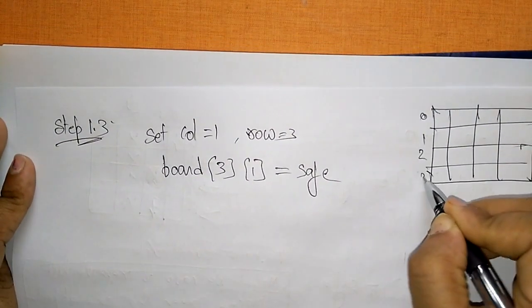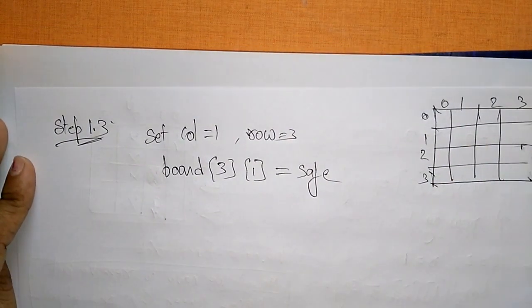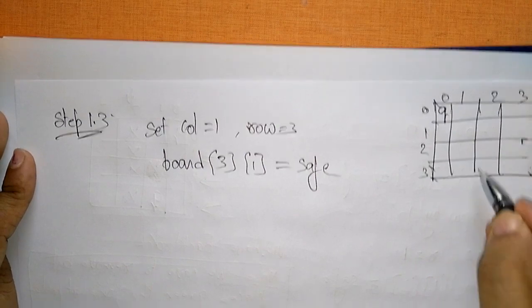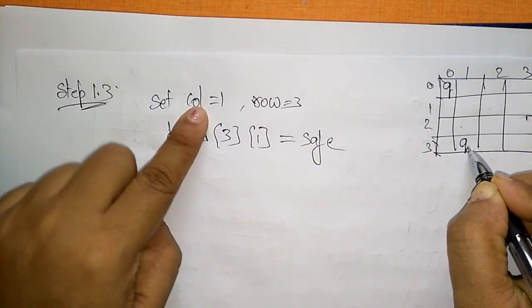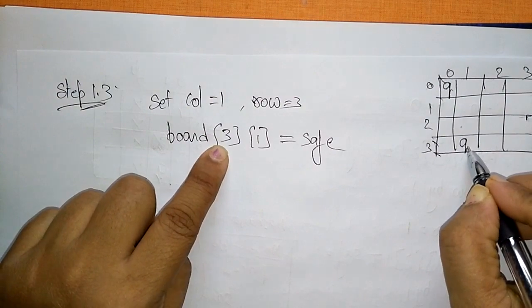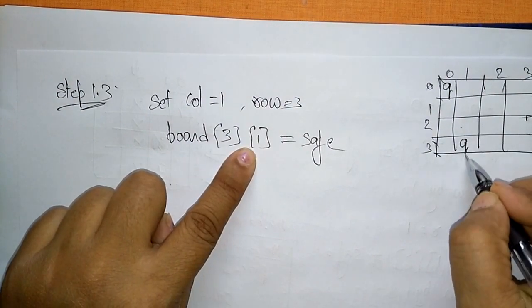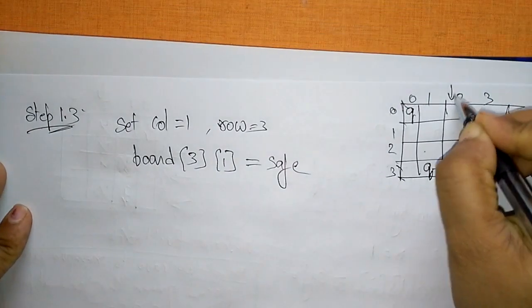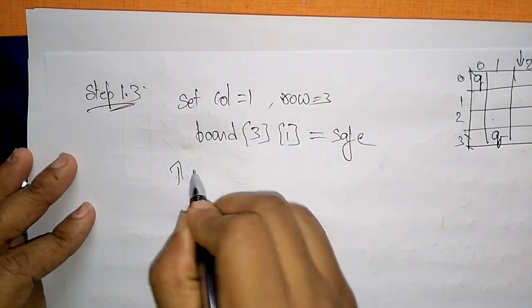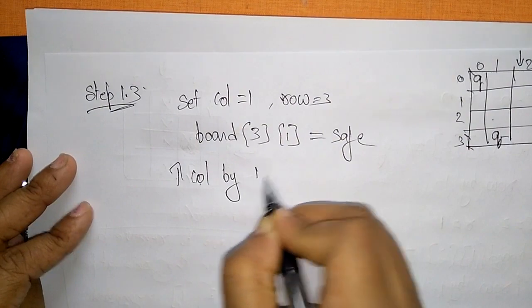Zero, 1, 2, 3, 0, 1, 2, 3. Okay, so already Q here I placed. I just removed the Q which is present here and just placed here in 3, 1. Third row, first column. Okay, you can place, it is safe. So whenever it is safe, I have to go for the next column. So increment column by 1.